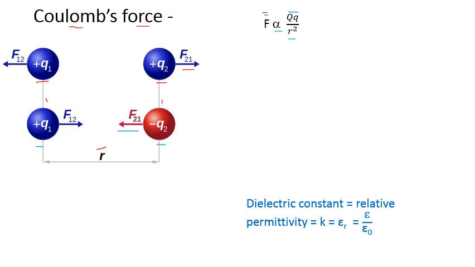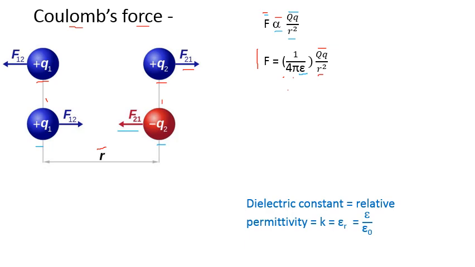Further, we have to replace the proportionality sign. So we have to introduce a proportionality constant, and this proportionality constant is 1 upon 4 pi epsilon. QQ upon R square is as it is. Now this is the complete formula for Coulomb's force of attraction or repulsion. Now in this formula, if you see here, the epsilon factor is present. What is this epsilon?